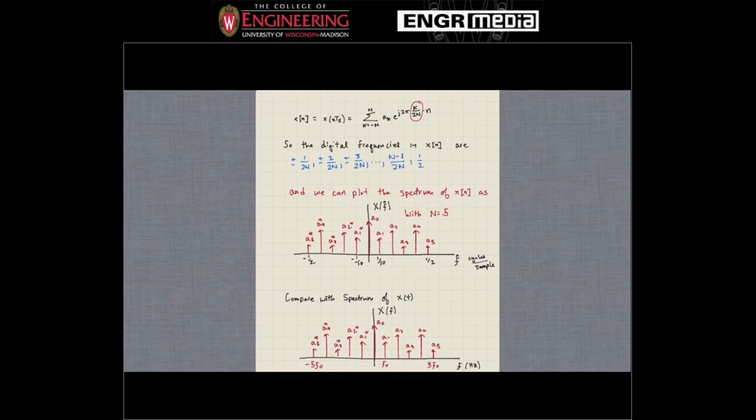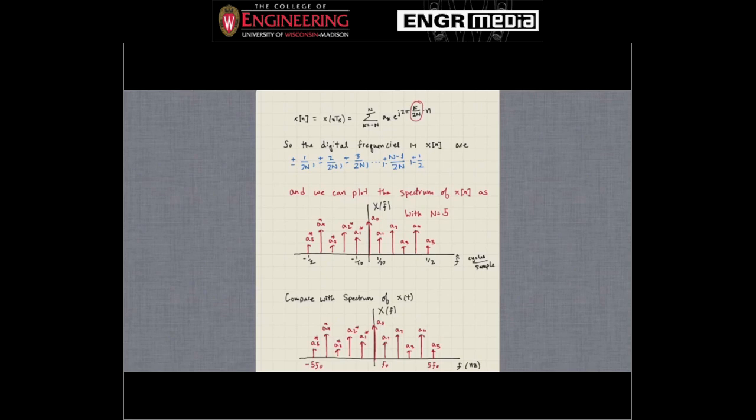So the digital frequencies in x of n are, well, the first one is plus or minus 1 over 2n, when k equals plus or minus 1, then plus or minus 2 over 2n when k equals 2, and so on, all the way out to plus or minus n minus 1 over 2n, and then, of course, plus or minus 1/2 when k equals n. So here the digital frequencies are indeed less than or equal to 1/2. Remember, we're sampling right at the Nyquist rate, so we should be okay.